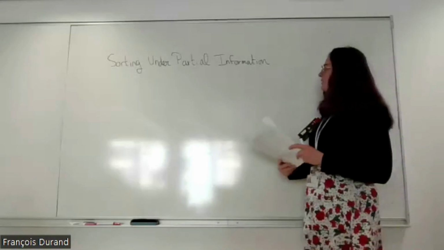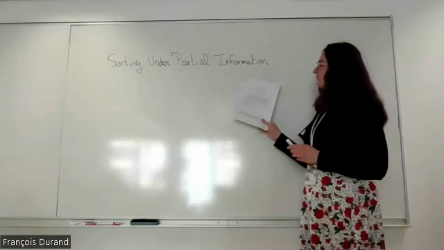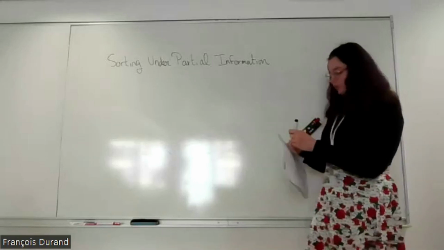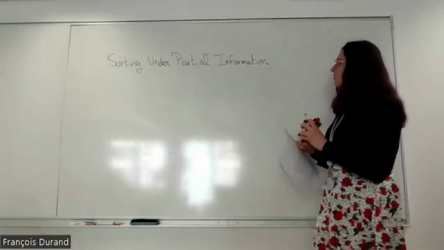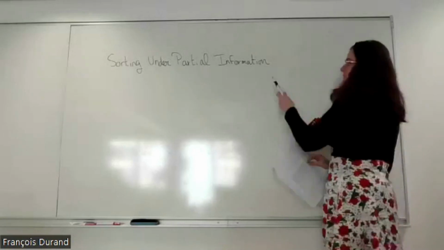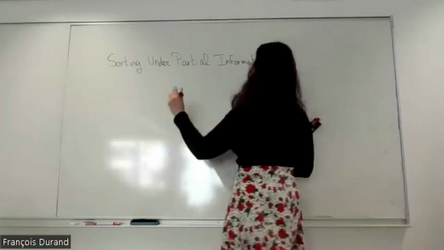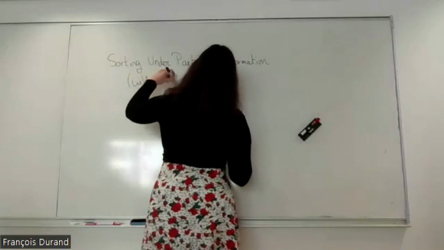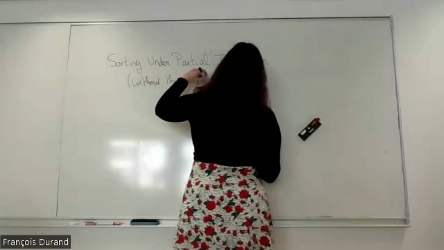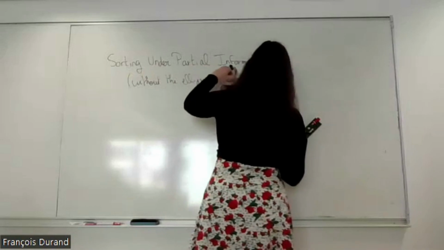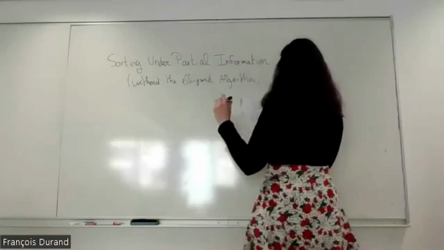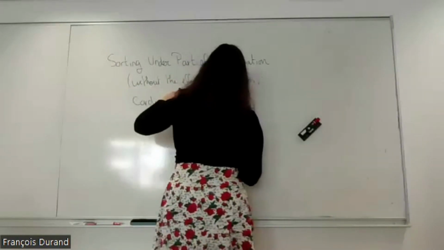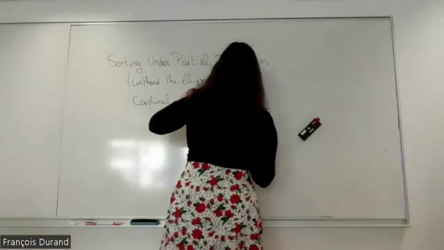So today we are going to talk about sorting under partial information. I'm going to base this presentation on an article called Sorting Under Partial Information without the Ellipsoid Algorithm. This is by a lot of people. The first author is Cardinal.